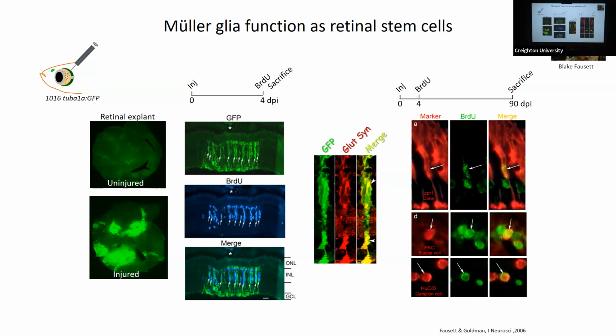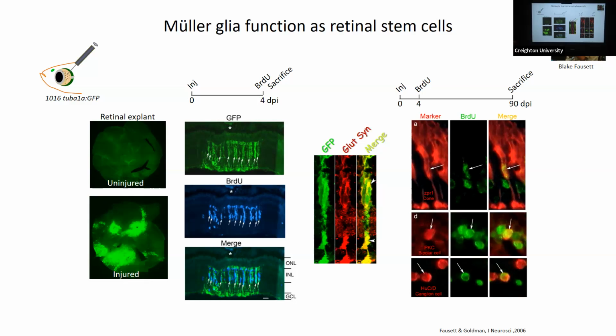And if you look here, this is a whole mount of the retina. You can see there's very little GFP, but wherever we poked it with a needle, we saw robust GFP expression. And if we look at a cross-section, the cells had the morphology of the Müller glia. They spanned the retina, and they expressed glutamine synthetase, which is a marker of the Müller glia. And most interestingly, they incorporated bromodeoxyuridine. At 4 days post-injury is when the proliferation is maximal for these Müller glia.